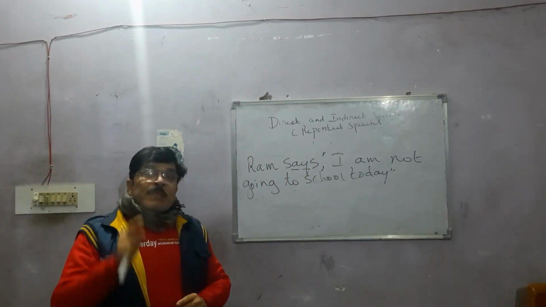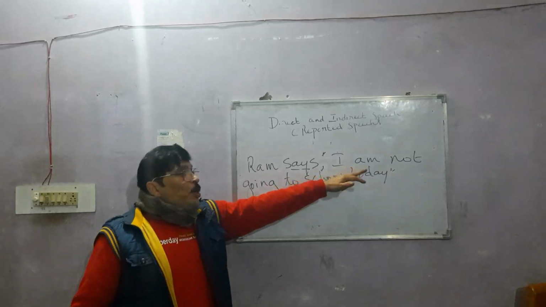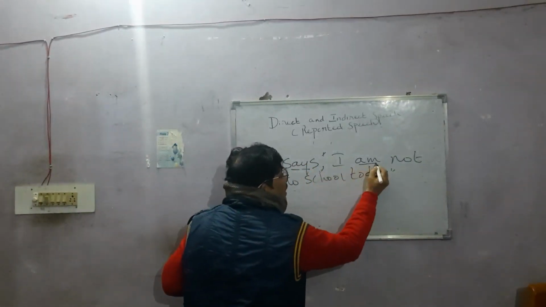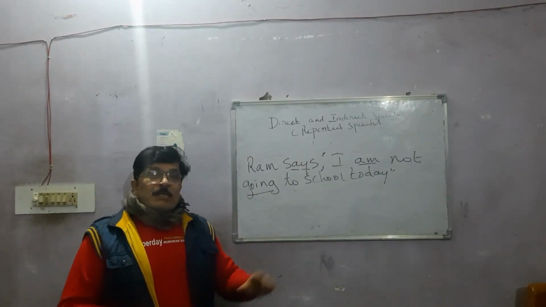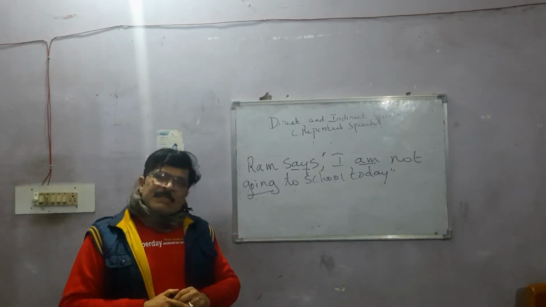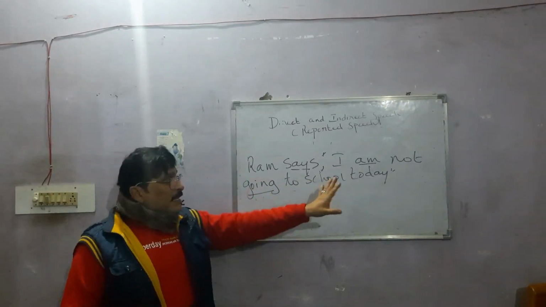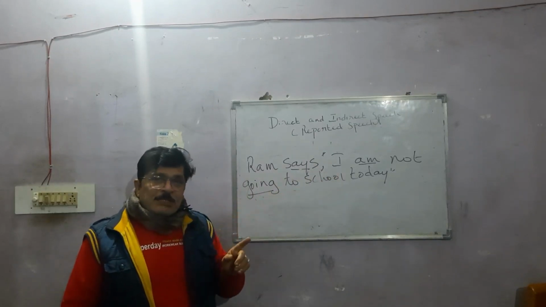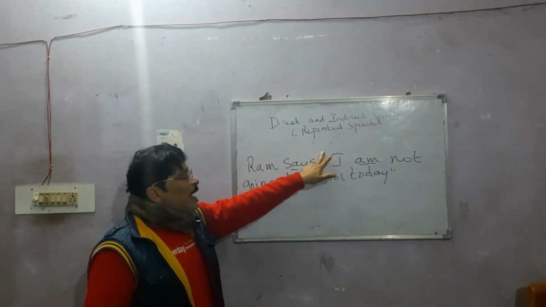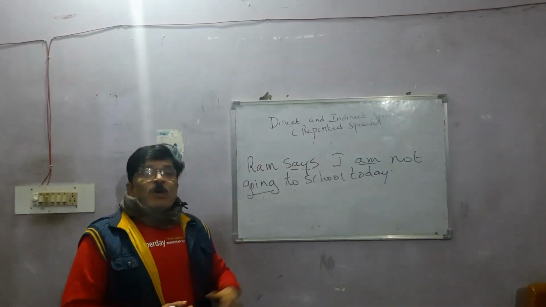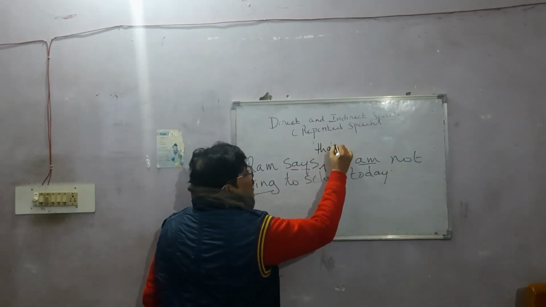So, what is the rule that I told you? If the reporting verb is in present tense or future tense, there will be no change in the reported verb. "I am going" is the reported verb. There will be no change in the tense of the reported verb, except that the personal pronoun will change according to the subject. Now, if you are changing this sentence to indirect speech, what would you write? You would say, Ram says, and remove the comma and the inverted commas. Because this is a statement, a declarative sentence, after "says" you must write "that".